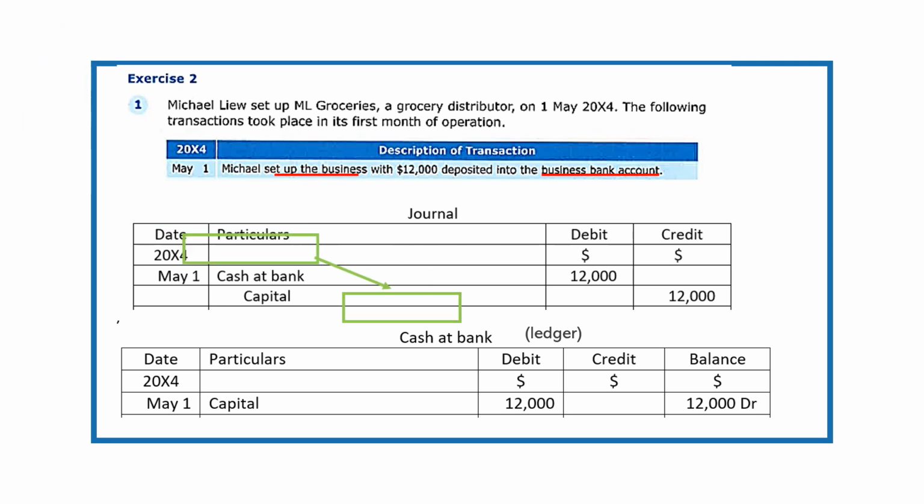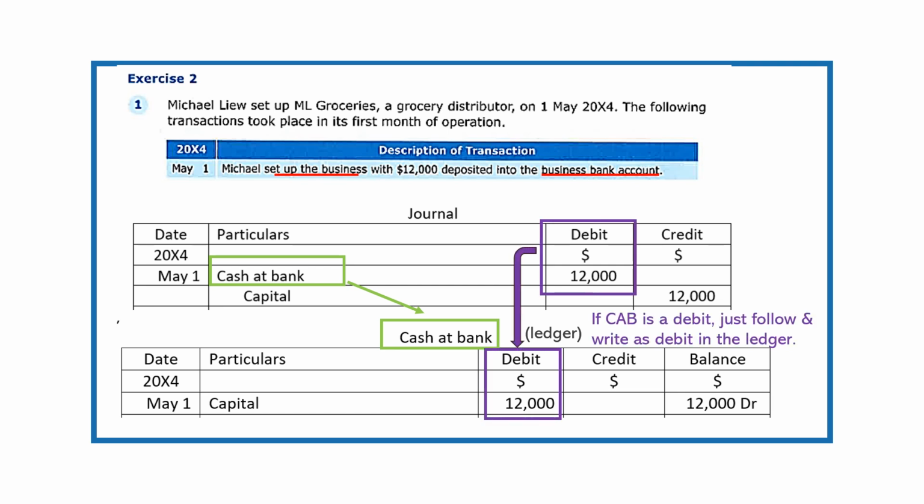The first thing we need to understand is that we are looking at the cash at bank account. All the cash at bank transactions, we are going to put down here. When you look at your journal, cash at bank was a debit of 12,000, and you follow exactly the same. If cash at bank is a debit, just write it as debit in the ledger. It's a very brainless thing. Debit 12,000, debit 12,000, exactly the same.